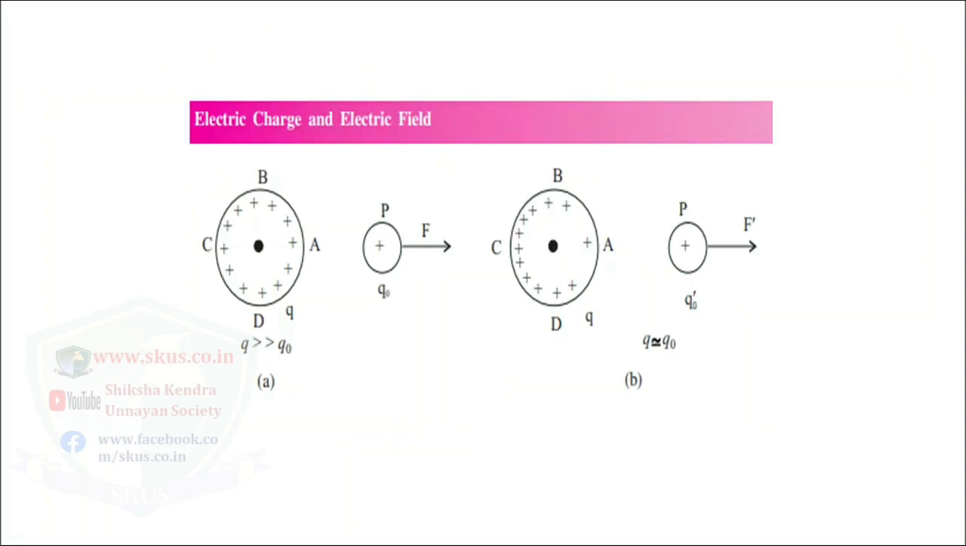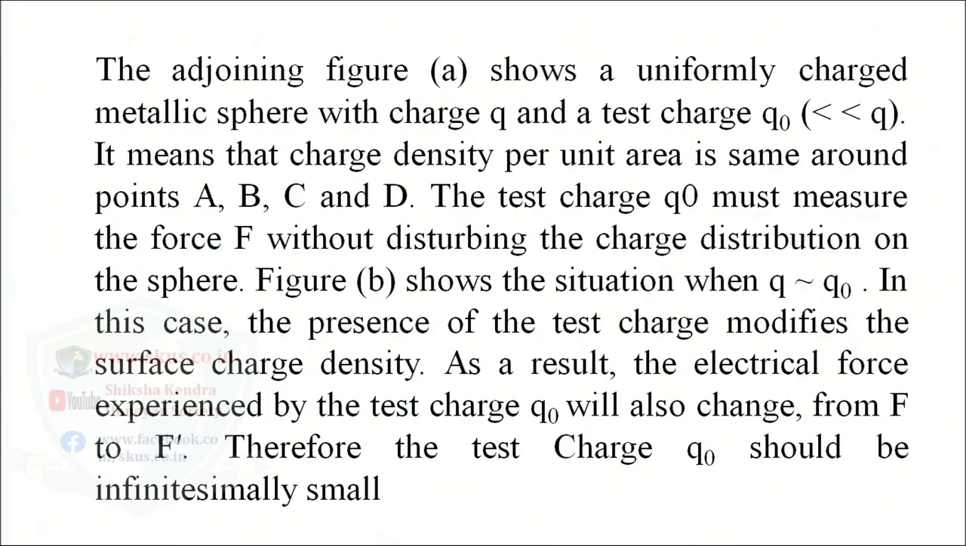So, the adjoining figure A shows a uniformly charged metallic sphere with charge Q and a test charge q naught, which is very much less than Q. It means that the charge density per unit area is the same around points A, B, C and D. The test charge q naught must measure the force without disturbing the charge distribution on the sphere.